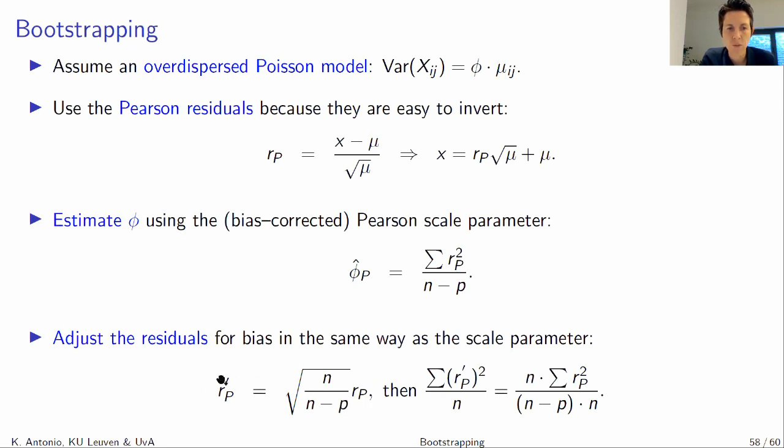So whenever I talk about adjusted residuals, I mean that the following correction has been applied. The reason we do that is that if you take these RP primes, square them, sum them, and divide by the number of residuals that you have, you get the same unbiased estimator for your over dispersion parameter as you would obtain if you used the original Pearson residuals and divided by n minus the number of parameters estimated. So that's a little trick that's often applied here.